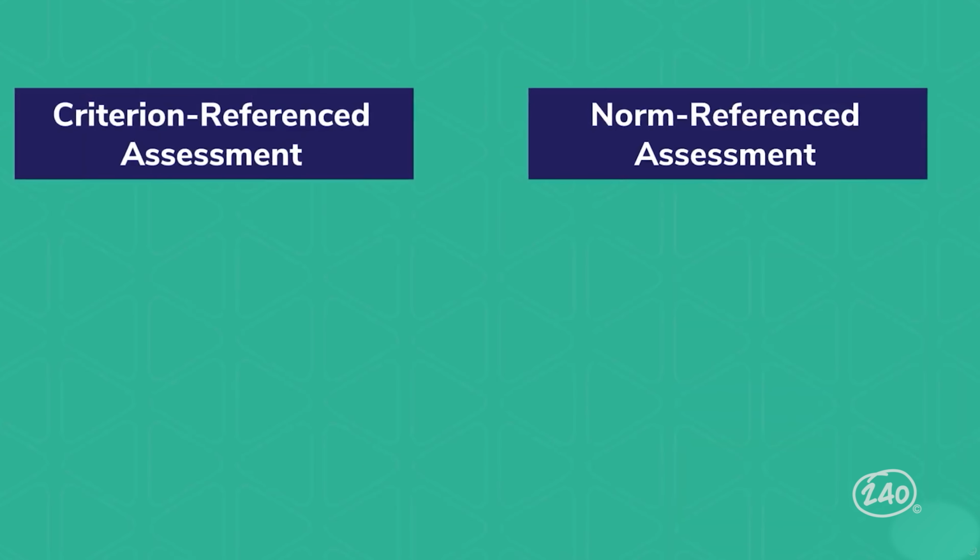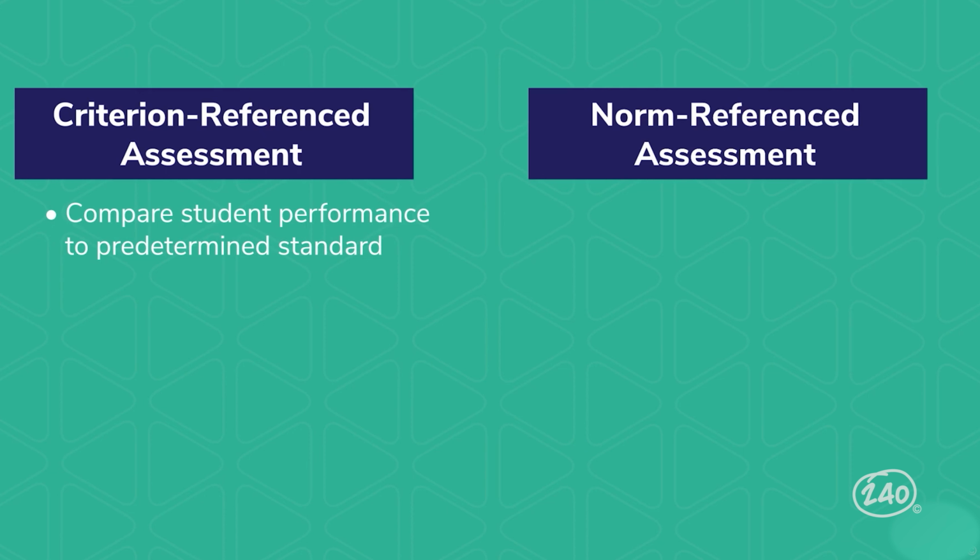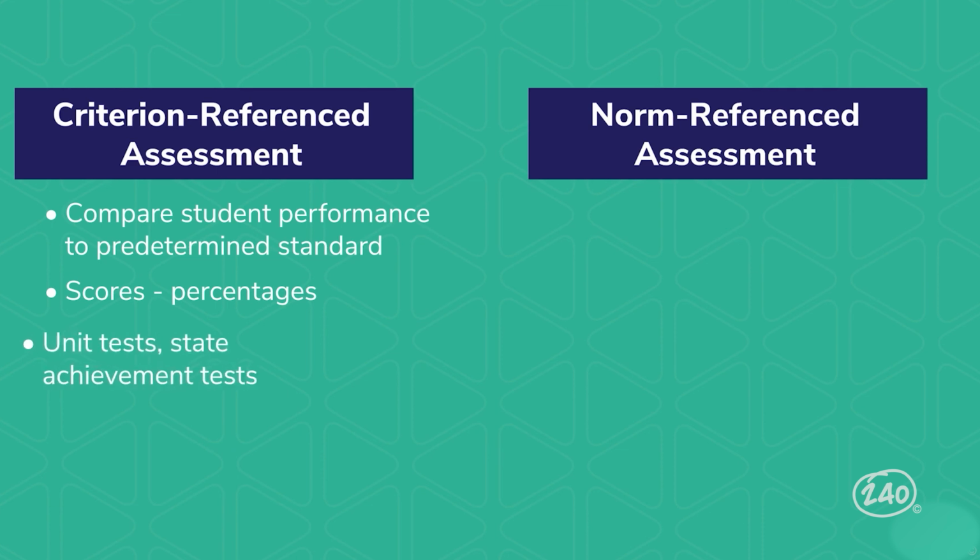Criterion referenced assessments compare student performance to a predetermined standard, which is criteria. Scores on these types of tests come in the form of a percentage. Tests administered at the end of an instructional unit and state achievement tests are common examples.